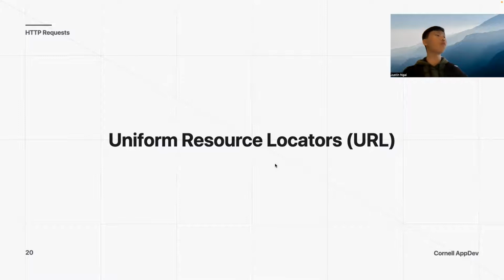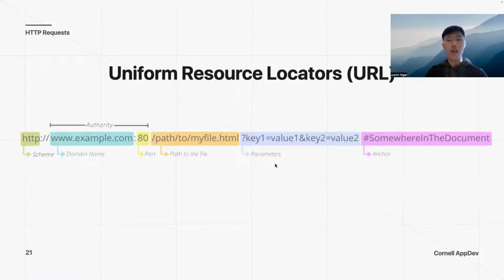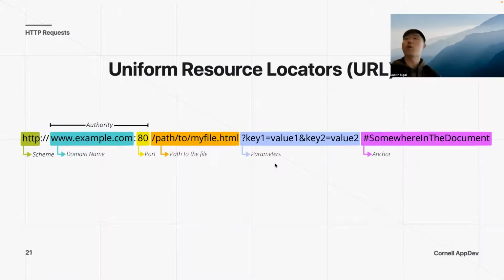All right, so before we talk about the structure of an HTTP request and what types of HTTP requests there are, let's first take a little bit of a detour and talk about URLs, otherwise known as the Uniform Resource Locator. This is basically what a URL is. It's very long, but there are only a few key things you want to pay attention to.